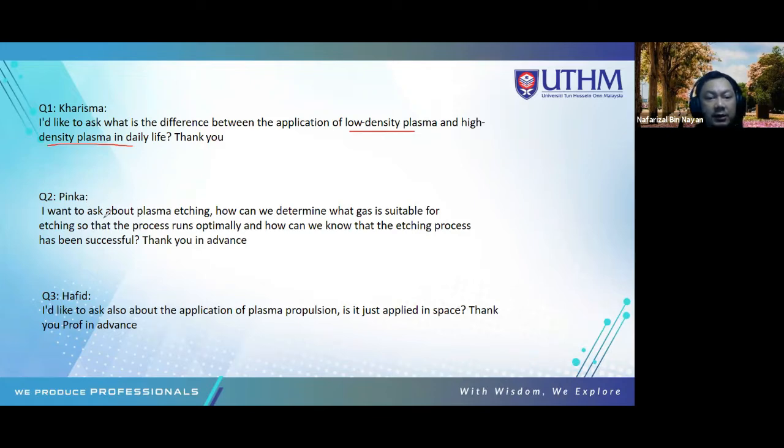And Pinka is asking about plasma etching. Etching is about removing material. So how can we determine the suitable gas to use for the etching, how to optimize the process, and how can we know whether the etching process is successful or not? And then Hafid asked about the application of plasma propulsion. Is it just for space technology? So those were the questions, if I got them correctly, which came from the WhatsApp group.